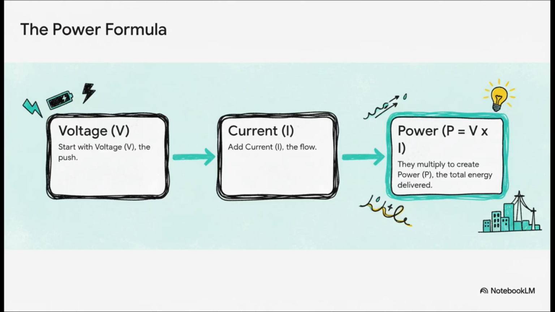So what happens when you put the push and the flow together? Well, you get power. And power is what actually does the work, right? It's what makes a light bulb bright or a motor spin. And the math is super easy. You just take the push, which is voltage, you multiply it by the flow, which is current, and boom, you get power, which we measure in watts.